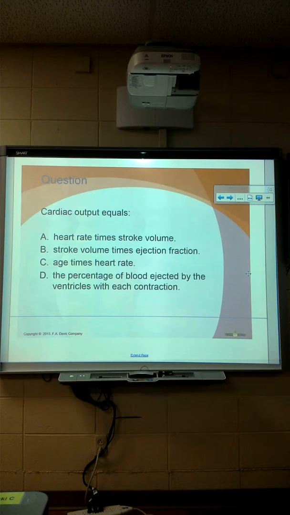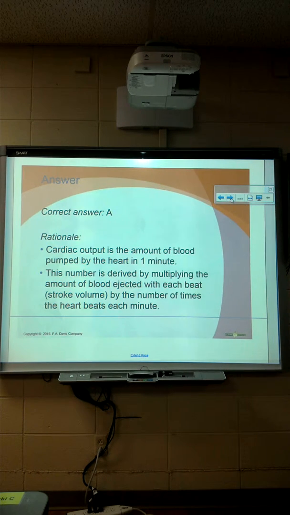Okay, so cardiac output equals what? What were the two things that we multiplied times each other to get cardiac output? Heart rate and stroke volume. So A.